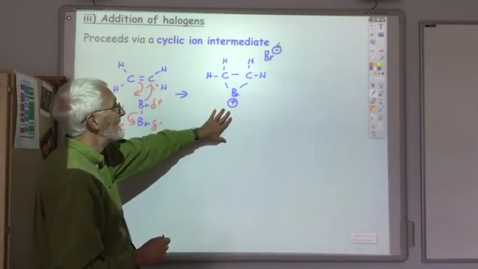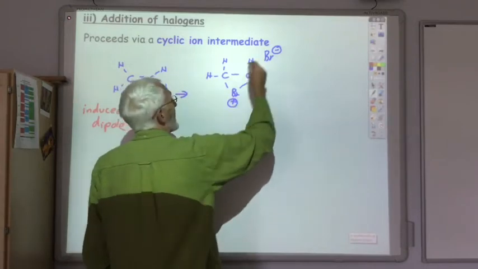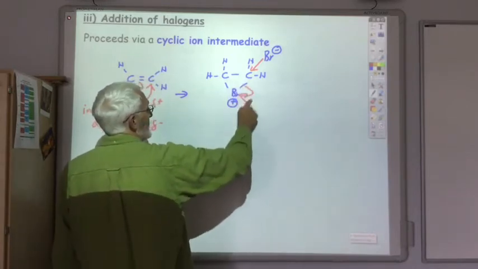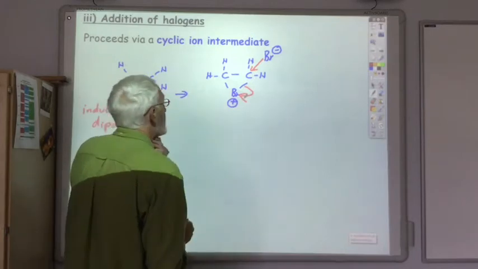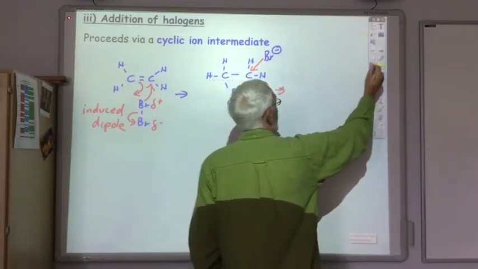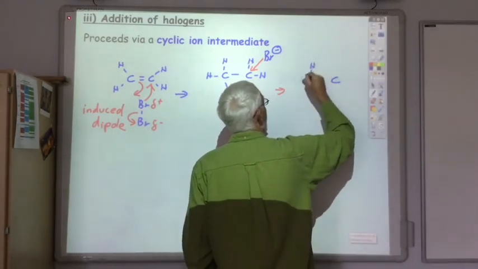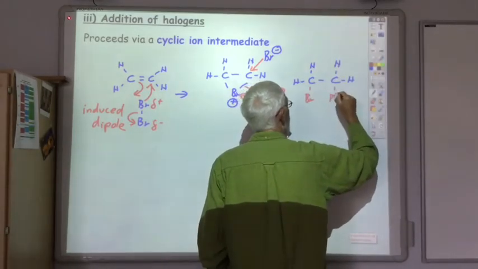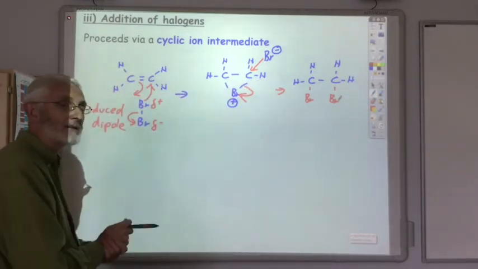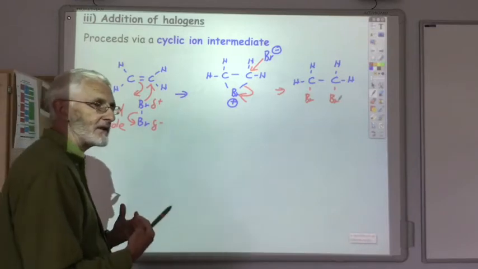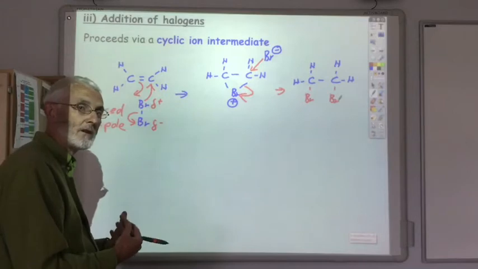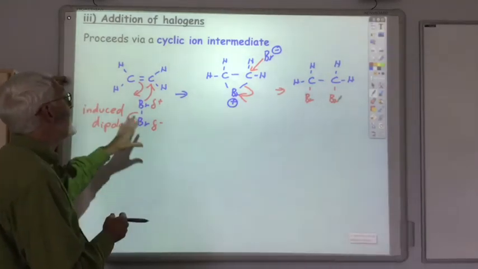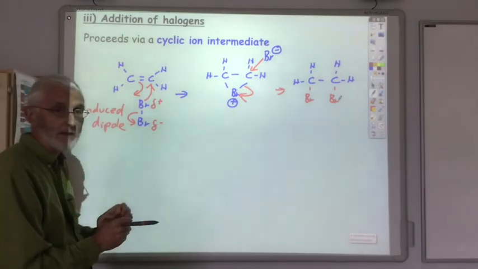So this is your cyclic ion intermediate, and then the bromide ion attacks that carbon. And that C-Br bond breaks, and the electrons go into that bromine, producing our product, with a halogen on each carbon atom. So a very different mechanism from the other two. So try and remember the similarities between the hydrogen halide and the water, both going via the carbocation intermediate, which can then be used to explain Markovnikov's rule, and then the halogen, which goes via the cyclic ion intermediate.